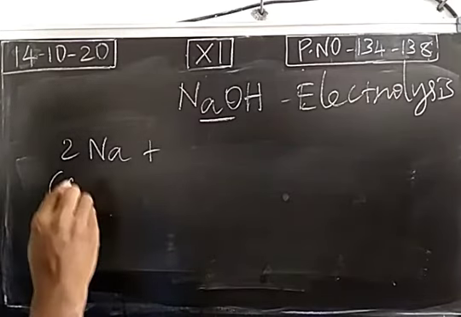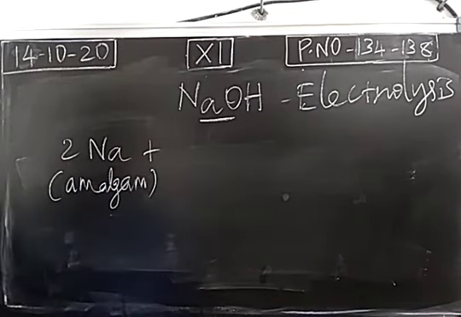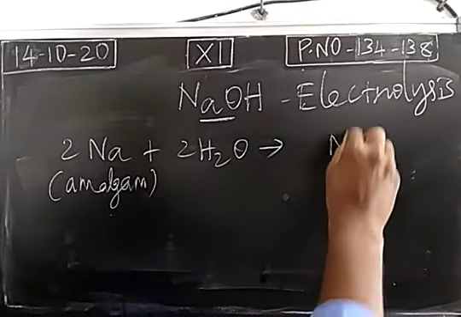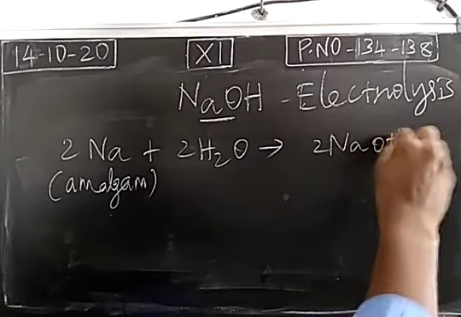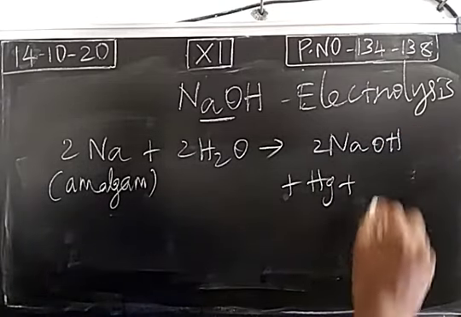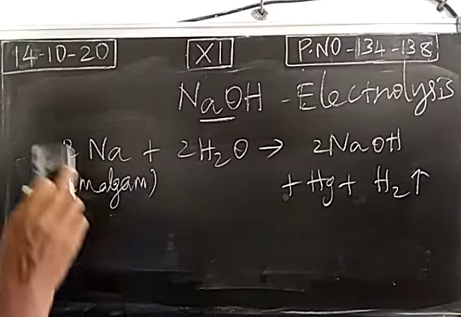So we have an alloy, sodium amalgam, which combines with water, it produces sodium hydroxide with the liberation of mercury and hydrogen. So this is the way to prepare sodium hydroxide from sodium chloride solution by electrolysis process. Next, what about the physical properties of sodium hydroxide?